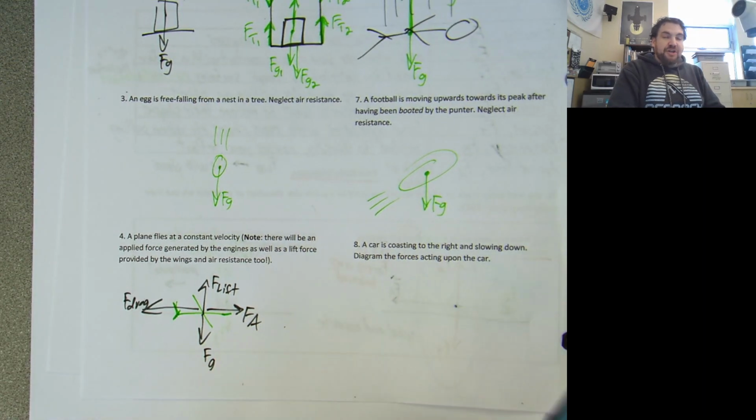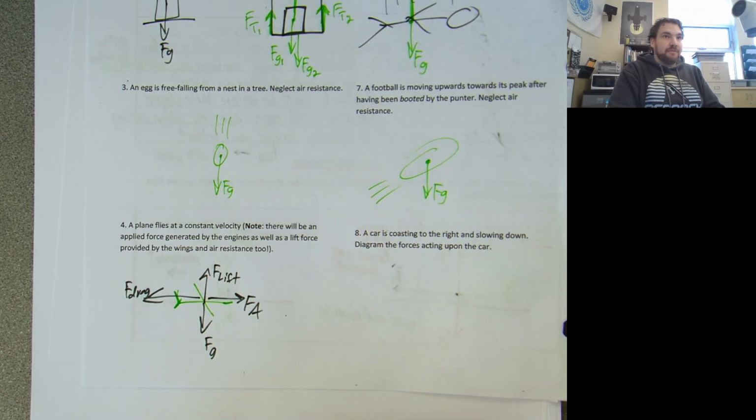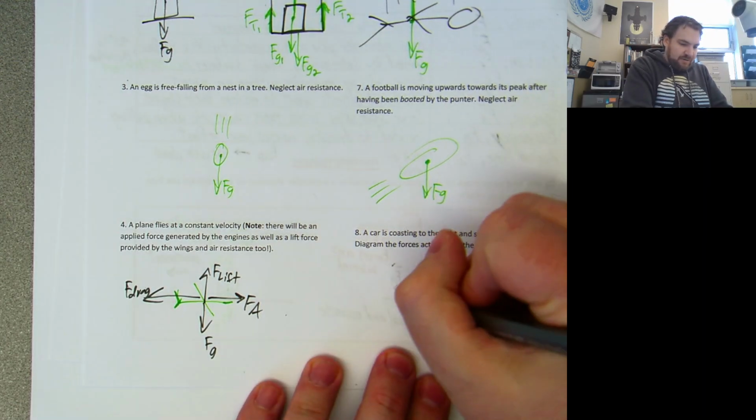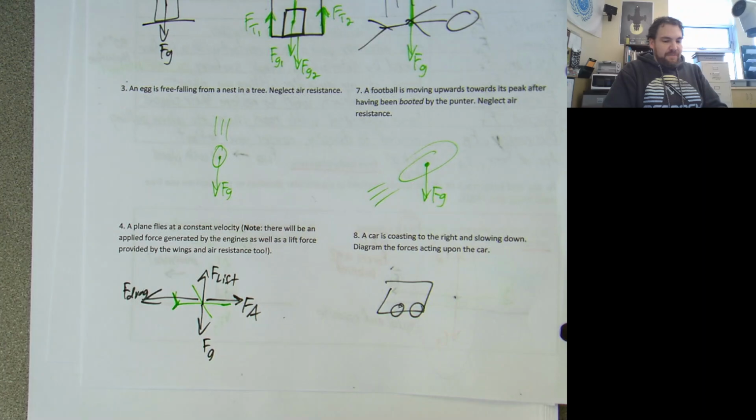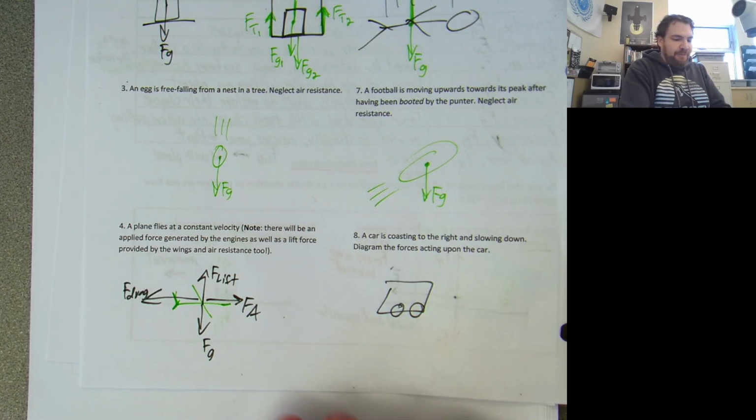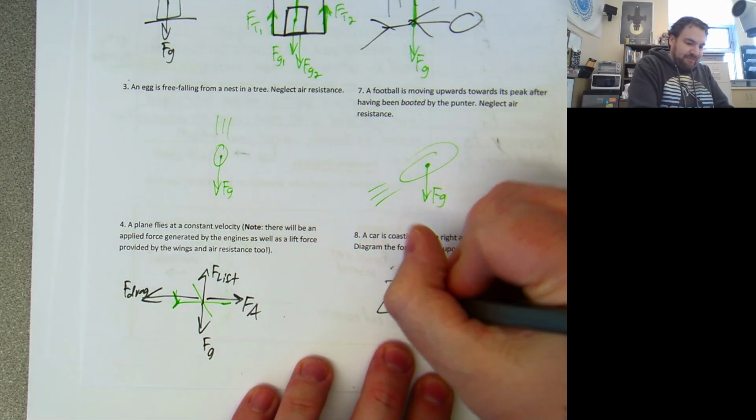Number 8. A car is coasting to the right. Yes. Drag right. Hold on. Car. There's car. Drag is acting to the right. Why? Is it? Let's draw the ones we're not going to argue about. The ones that we're not going to argue about are what? Normal. Normal up and gravity down.